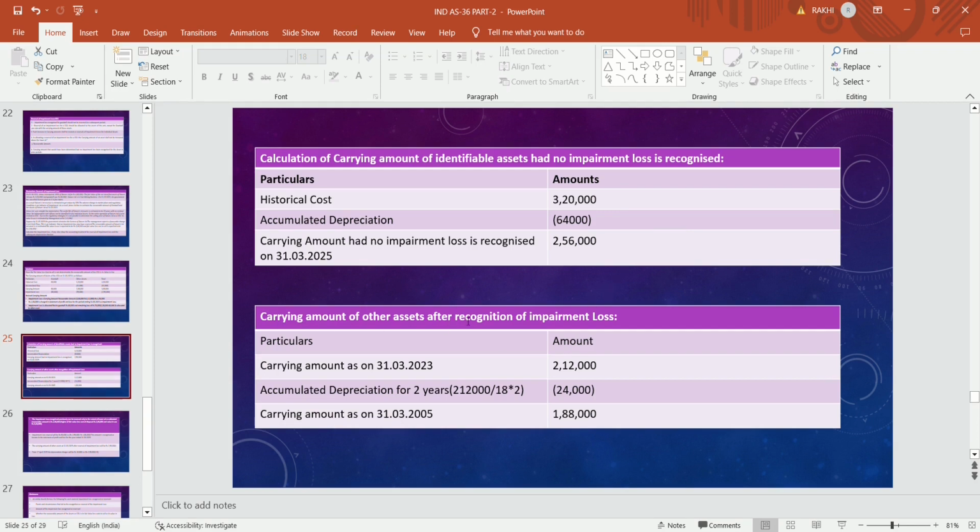Carrying amount of the other asset after recognition of impairment loss, that is the carrying amount as on 31st March 2023, becomes 2,12,000. Accumulated depreciation for 2 years, 2 divided by 18, will be 24,000, and the carrying amount is 1,88,000. This is the carrying amount as if no impairment loss was recognized.